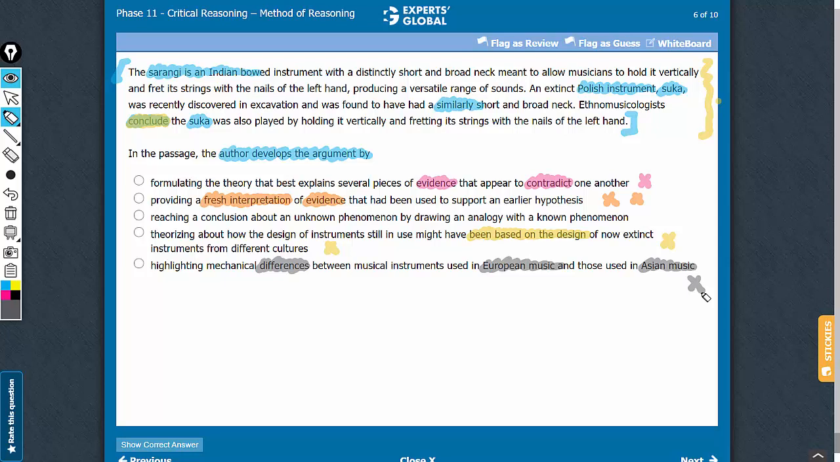Let's confirm answer choice C now. Answer choice C uses the buzz phrase that we have been looking for, drawing an analogy. And yes, answer choice C truly captures what the author is doing here.